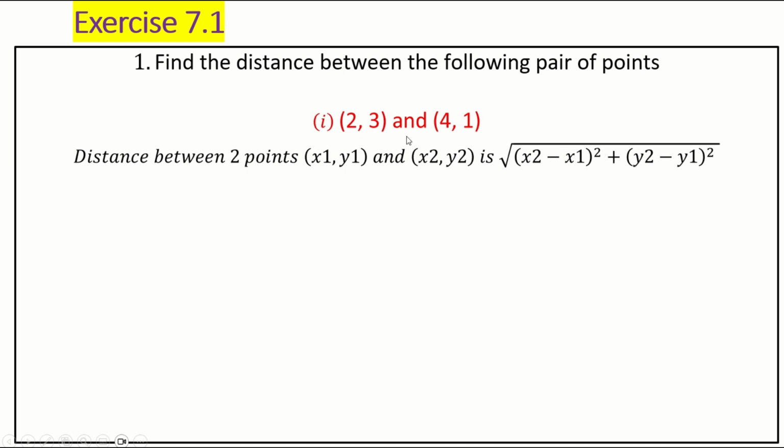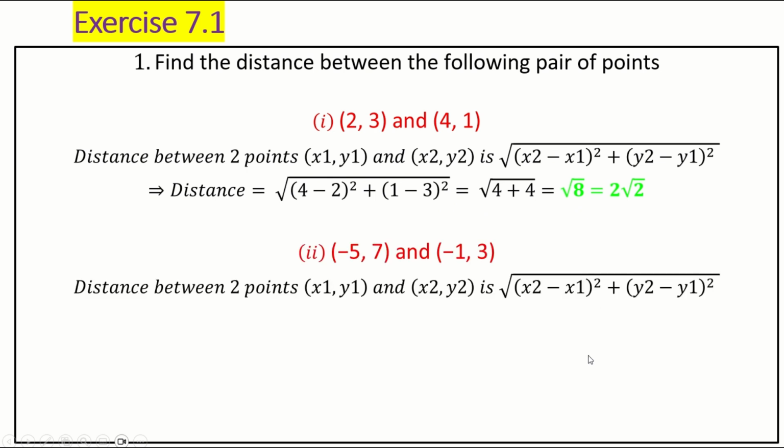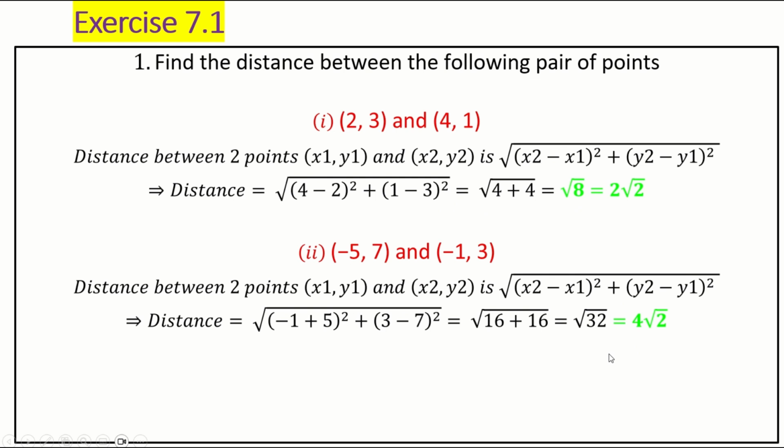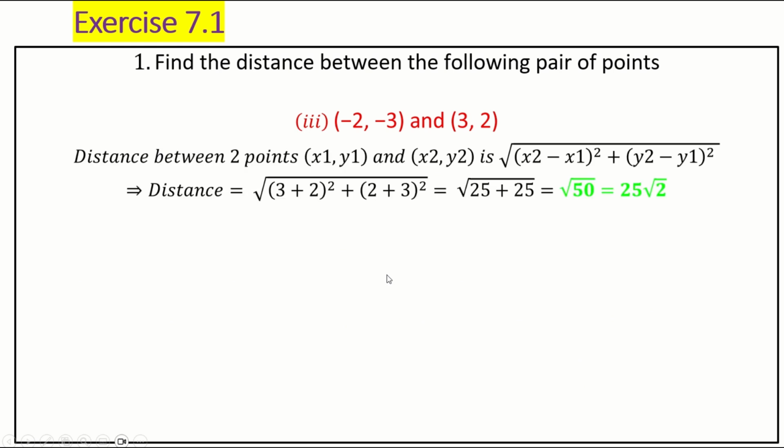This we know. Now there are 2 points, so x1, y1, x2, y2. You have to just substitute the values. (4 minus 2) whole square plus (1 minus 3) whole square, which is square root of 4 plus 4, which is 2 root 2. Okay. So similarly, second one, you will get the answer 4 root 2. And third one, same template you apply, you will get 25 root 2 as the answer.